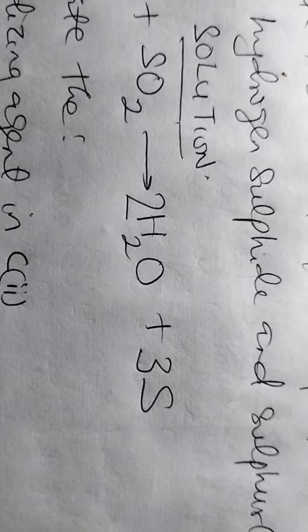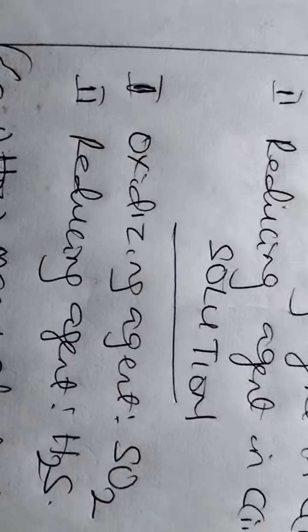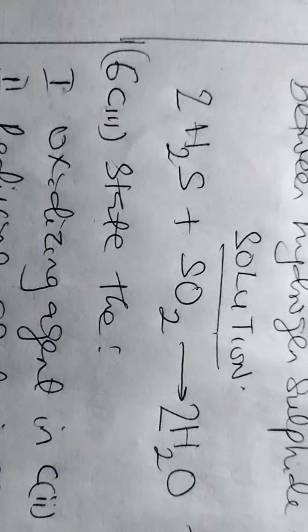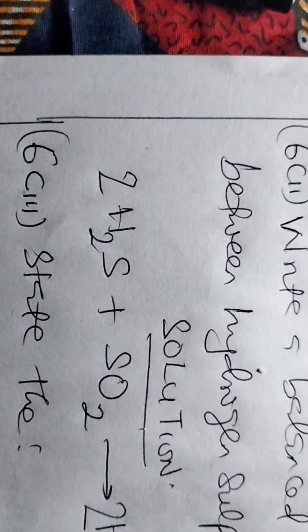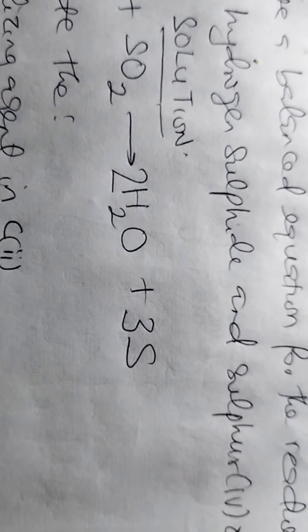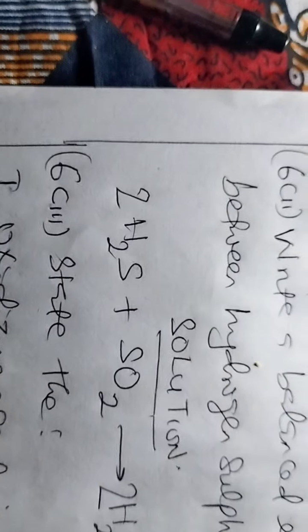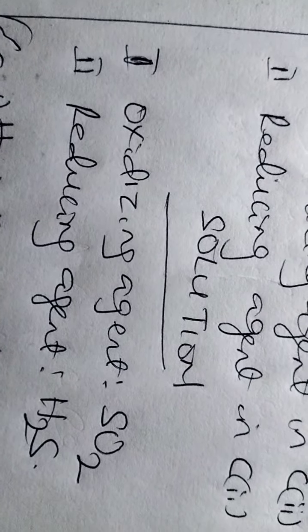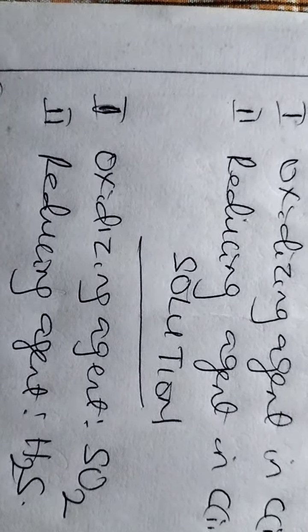Because the oxidizing agent is that species that must be reduced in the redox reaction. So that's why SO2 is the oxidizing agent. The reducing agent is hydrogen sulfide. Why? Because it is oxidized. In hydrogen sulfide, sulfur is -2, while on the product side, sulfur is 0. That means the oxidation state of sulfur has increased. The reducing agent must be oxidized in the redox reaction. So the answer for I, the oxidizing agent there is SO2, and the reducing agent is hydrogen sulfide.